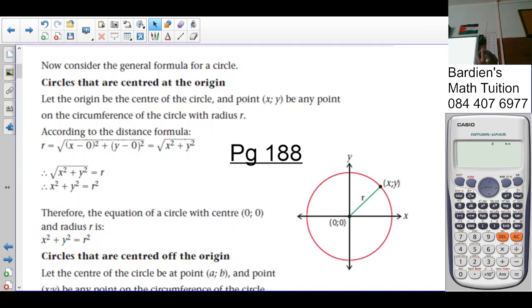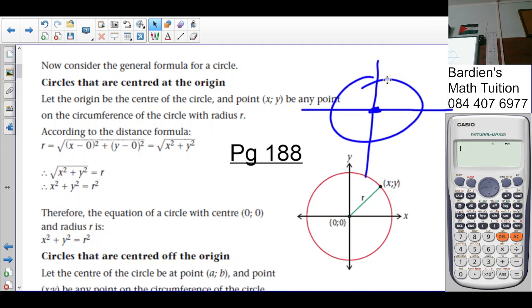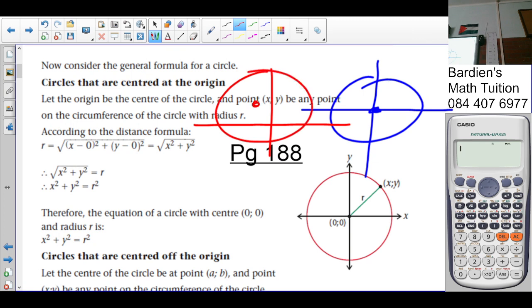So there are two types of circles. The circle where the center is at the origin. You have the circle and the center point of that circle is at the origin, where the two axes of your Cartesian plane meet. Then we have a circle where the center is not at the origin, and of course it will have a different equation.